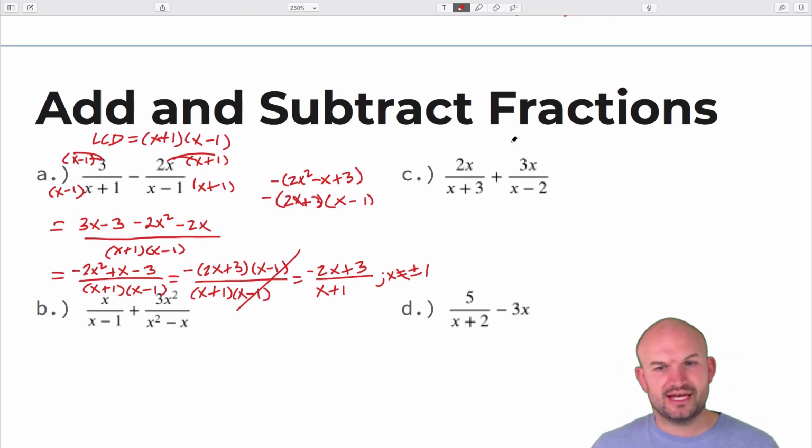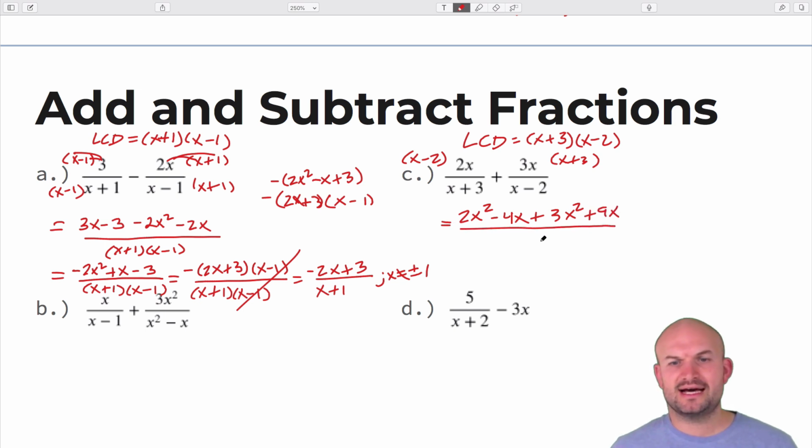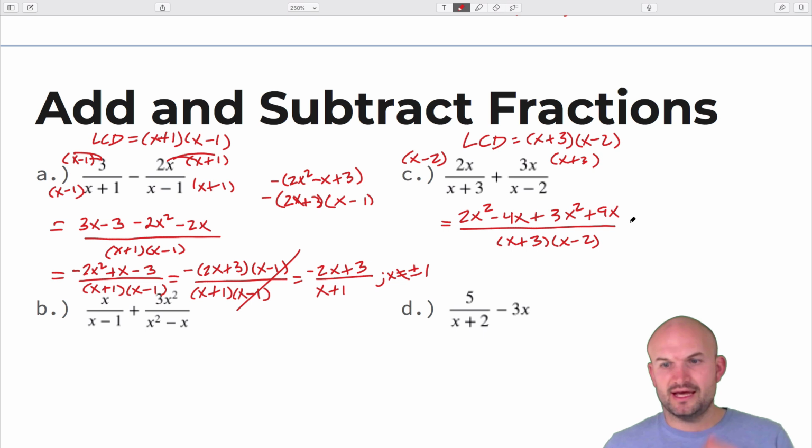All right, in the next example, they do not have anything in common, so I'm just going to multiply them. So that's x plus 3 times x minus 2. So I'll multiply these by x minus 2, multiply these by x plus 3. All right, and that's going to give us then a 2x squared minus 4x plus a 3x squared plus 9x all over my common factor of x plus 3 times x minus 2. And then I can simplify that. I can get this to be a 5x squared and then plus 5x.